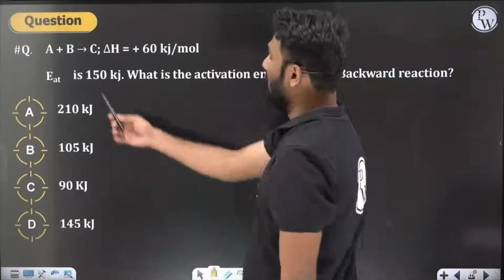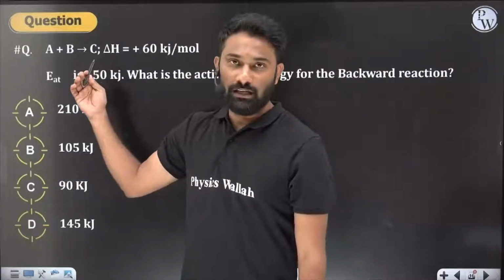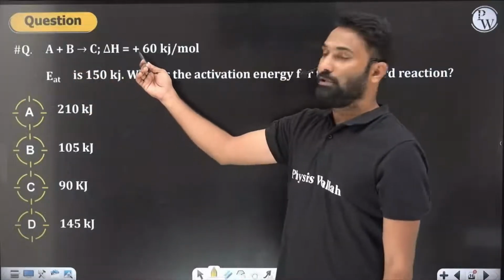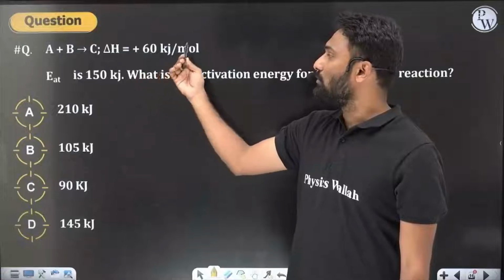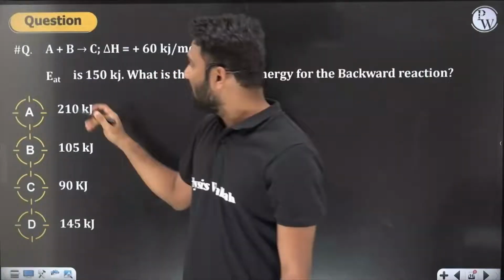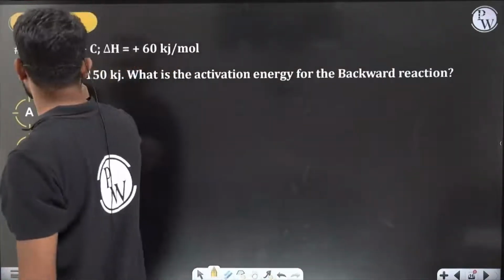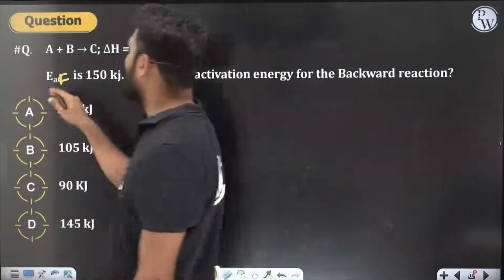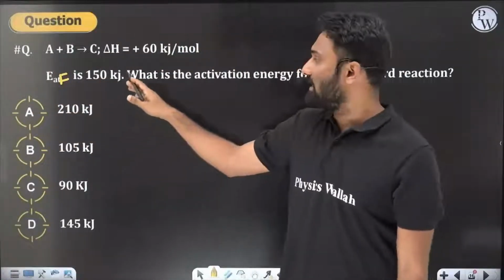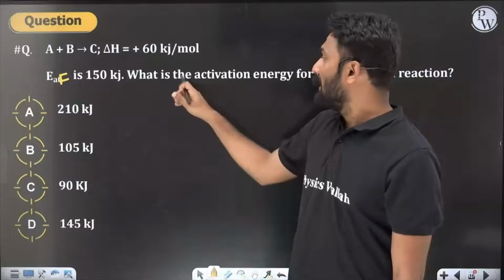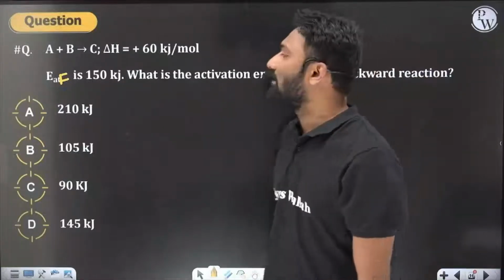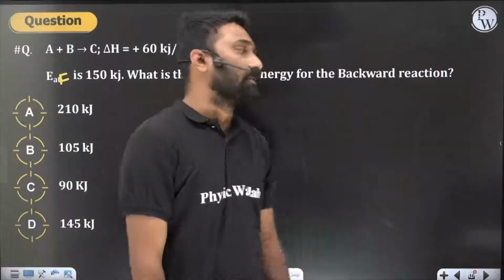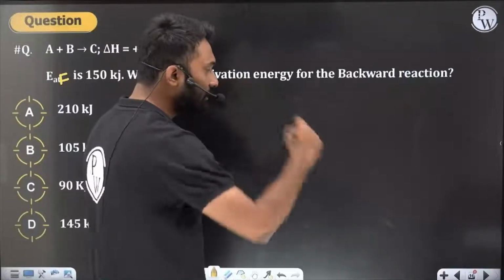Next, A plus B gives rise to C. Now delta H is positive 60 kilojoule per mole. Now activation energy of the forward reaction, actually this is the forward reaction, activation energy of the forward reaction is 150 kilojoule. Then the activation energy of the backward reaction is how much? Now how to identify the activation energy?